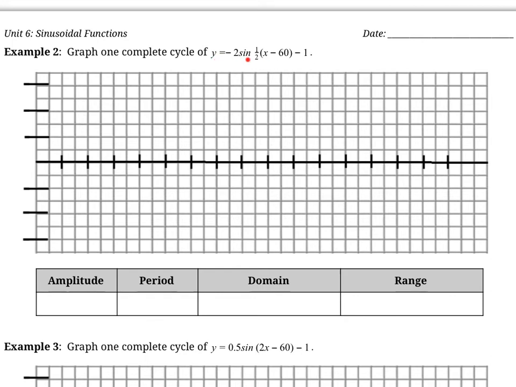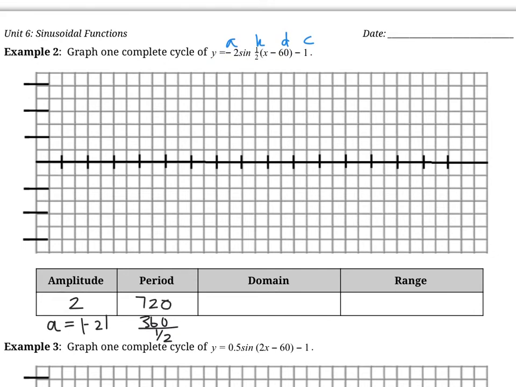So we have this equation here. So here's our a value, our k value, our c value, our d value. Just labeling that really fast. We have a and k and d and c. So let's fill in our table as much as we can. We know our amplitude is going to be our a value, which is -2, and just the absolute value of that. So our amplitude is going to be 2. Our period is 360 divided by our k value, which is a half. So 360 divided by a half, that's just 720 degrees.